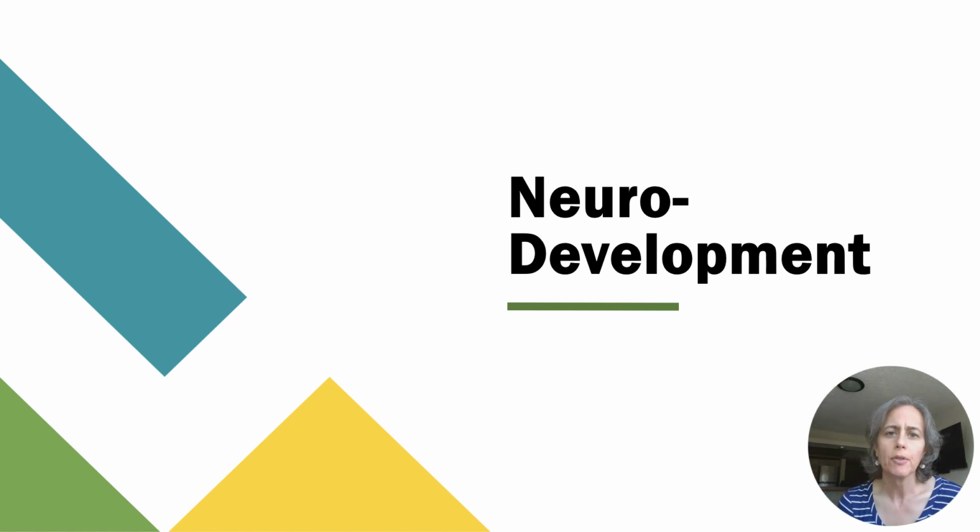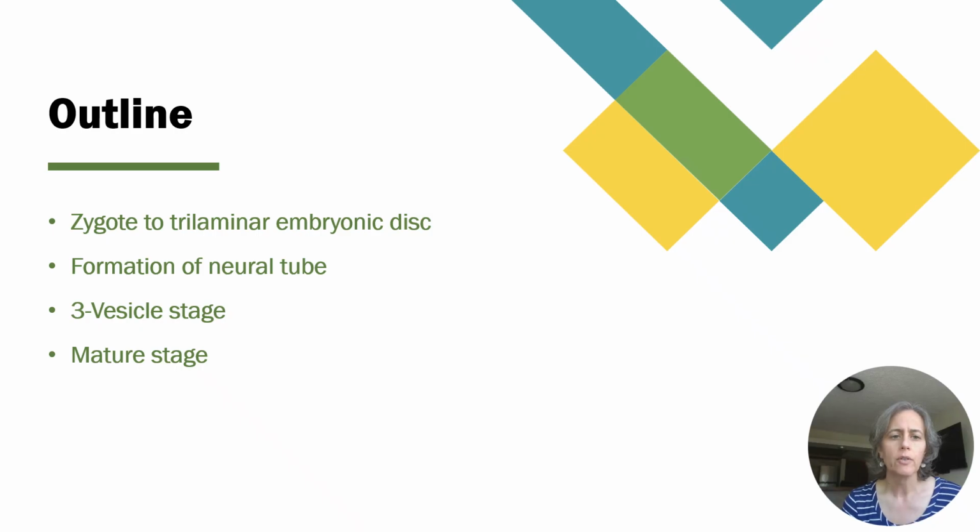Okay, so let's talk about neurodevelopment, or how the nervous system actually develops, how it comes into being when we are little embryos and fetuses. So the outline for this section is we're going to start with the zygote and how it gets to the trilaminar disc. Then we're going to talk about formation of the neural tube, which then differentiates into a 3-vesicle stage and then a 5-vesicle stage and then the mature stage to create a brain that's something that you would recognize.